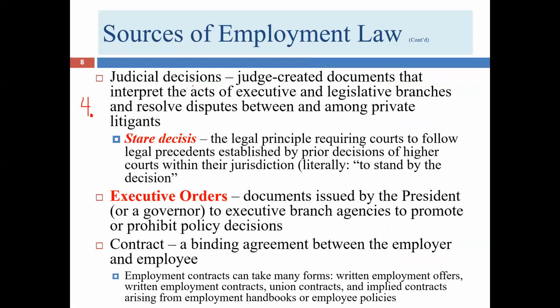So what are judicial decisions? Well, they're things that judges have written, they're documents that interpret what has happened in the executive branch, which of course is the administrative agencies, and the legislative branch. Sometimes judicial decisions will come down that are part of the common law, so they're not interpreting these. But as I said, the common law isn't as important as statutes to this particular practice area. So now we have our first term, stare decisis.